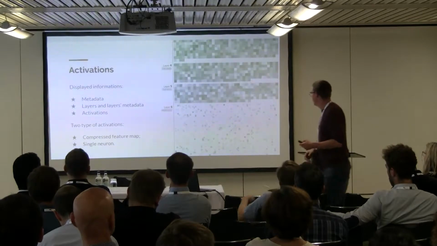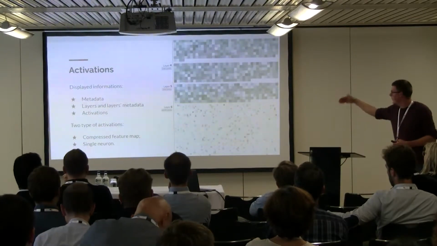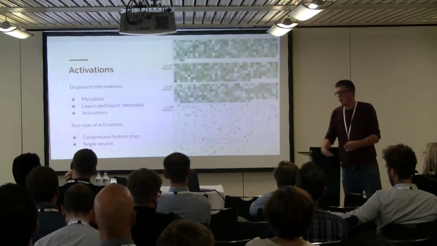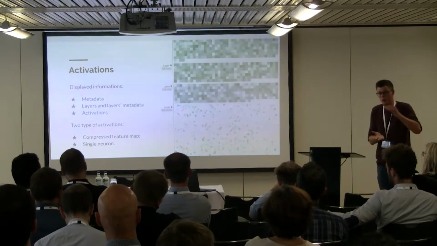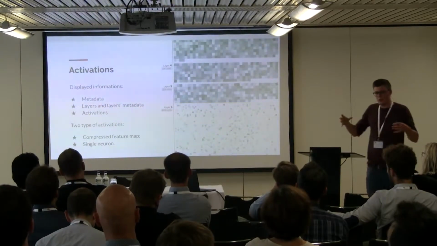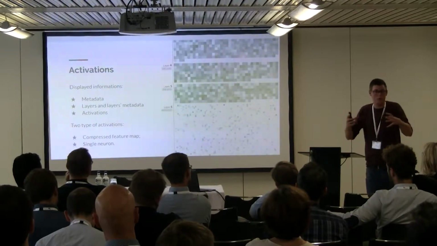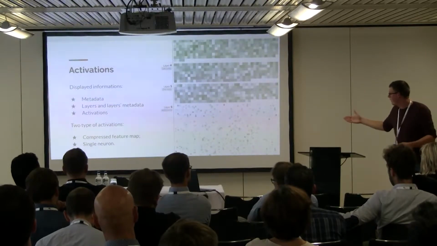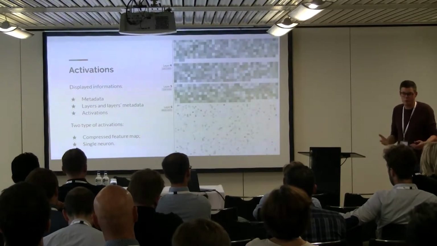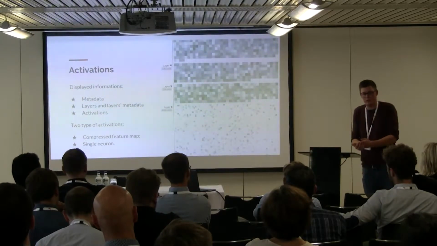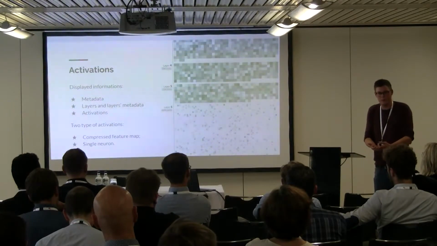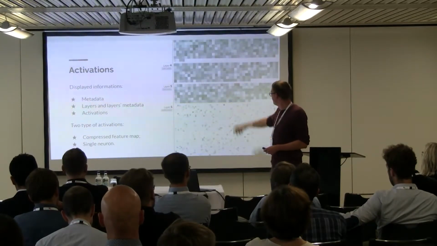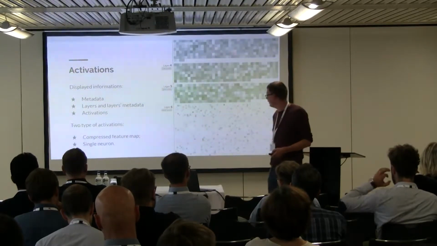Going deeper into what a square means, there are two types of activation. The first one is the compressed feature map. If you are in a convolutional neural network, for example a convolutional layer, for the compressed feature map we take the feature map and compute the scalar mean to have only one value. If it's another style of layer, for example a fully connected layer, we just take the activation of the neuron. And as I said before, a few metadata about the layer are displayed.